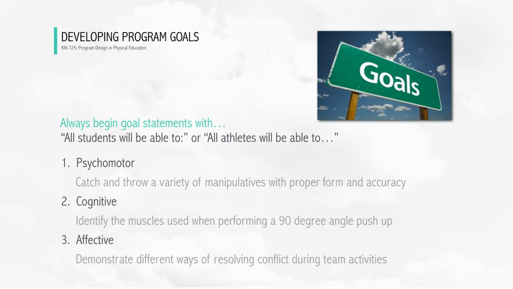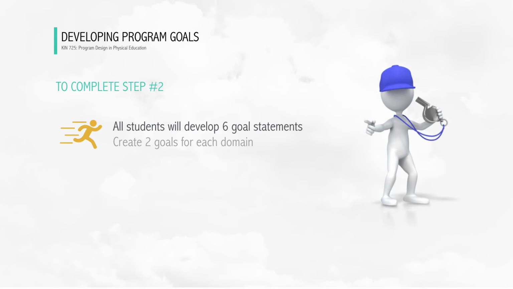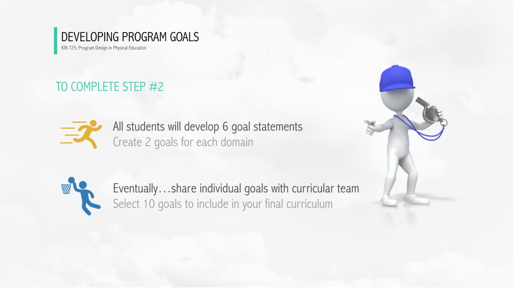So whether you're a teacher or a coach, you will develop a list of 6 goal statements that are unique to your program. You should have 2 goal statements per domain, and you will soon combine your lists with your curricular team and then rank the importance of those goals. But before you do that, you will need to create 3 rationale statements for each goal.